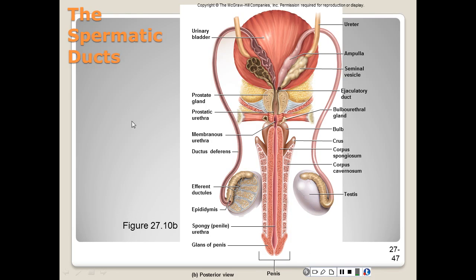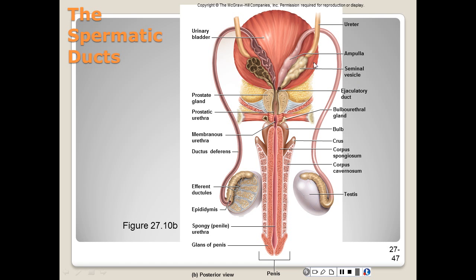Okay, so let's look at some more things on this particular diagram. Continue in your notes. We have 3 sets of accessory glands, and they're found in the male reproductive tract. We have the seminal vesicles, which I mentioned earlier, we have the prostate gland, and then we have the bulbourethral glands.